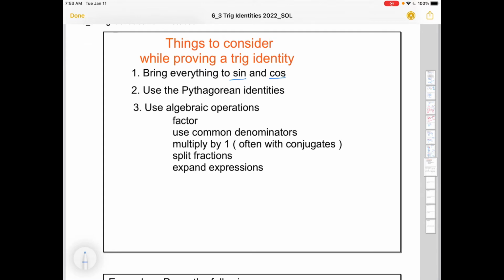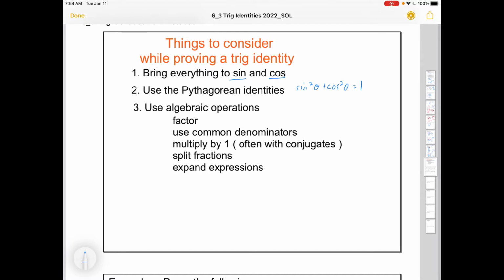I think about, are there opportunities to use the Pythagorean identities? And the one that is really clear in my mind is this one, sine squared theta plus cos squared theta equals 1. So if I see a 1 and a cos squared theta, or a 1 and a sine squared theta, I often think, hold on, are there opportunities there to use a Pythagorean identity? And would it be helpful?